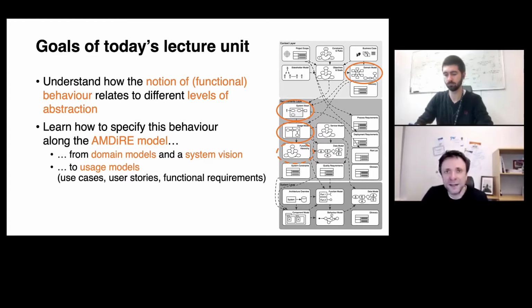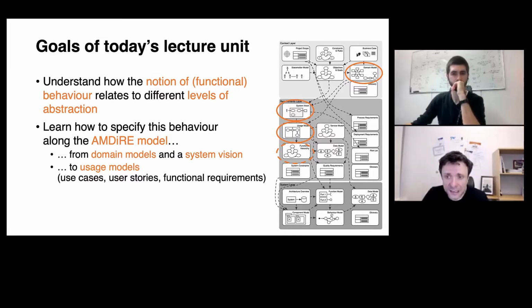And finally, the usage model, which serves as the content item for the functional requirements, capturing all these different complementary, as we will see, modeling concepts ranging from use cases and scenarios over user stories up to functional requirements.